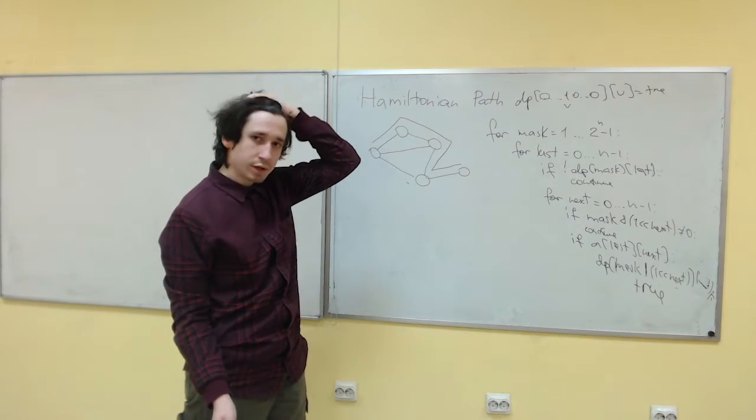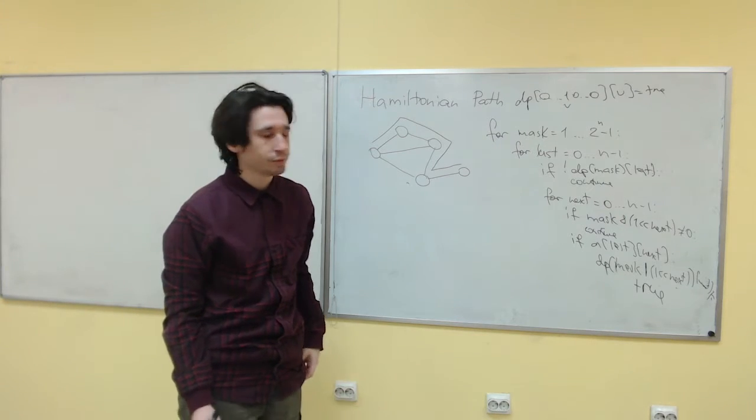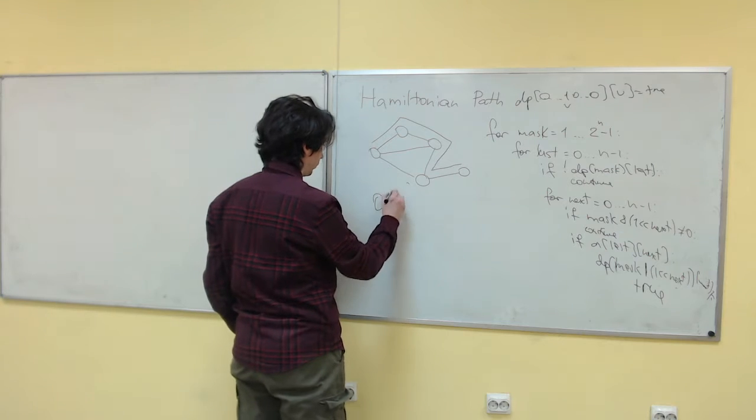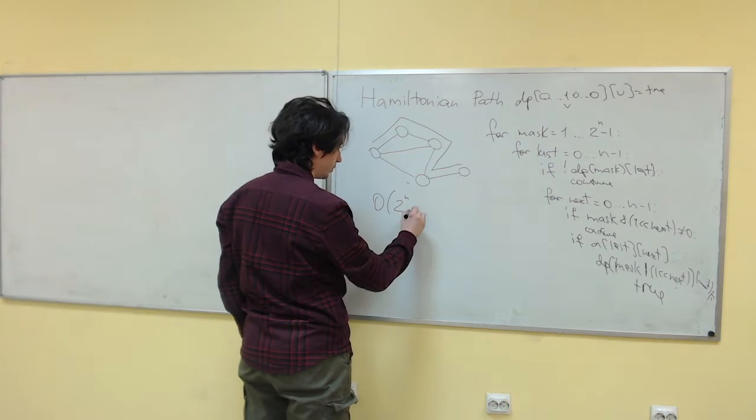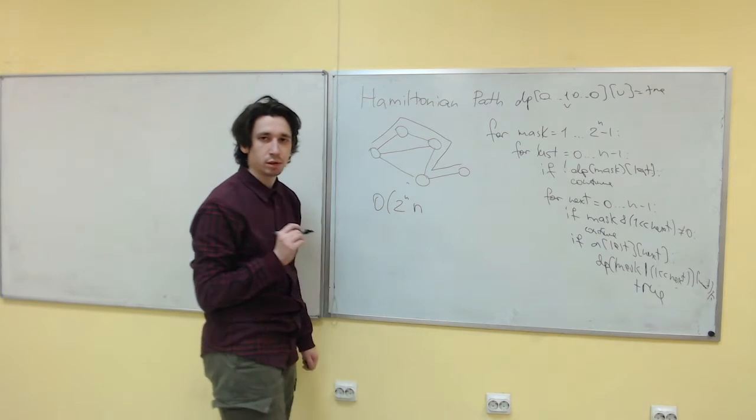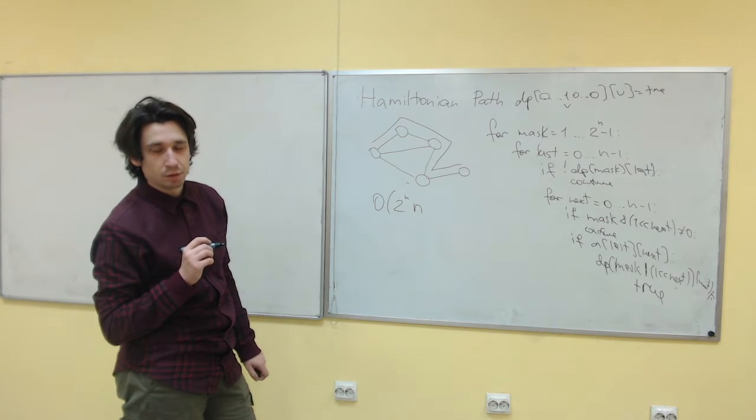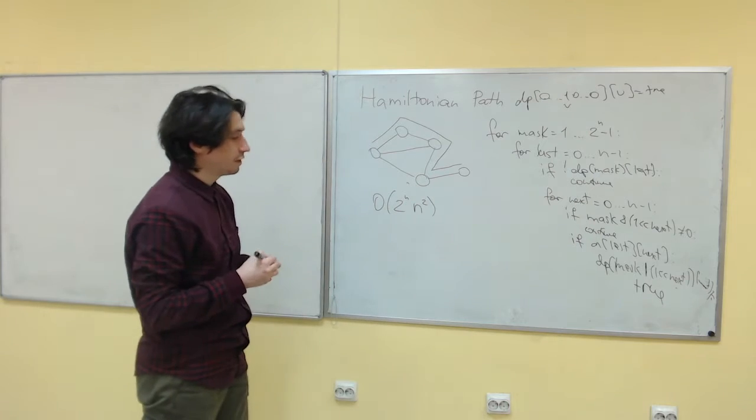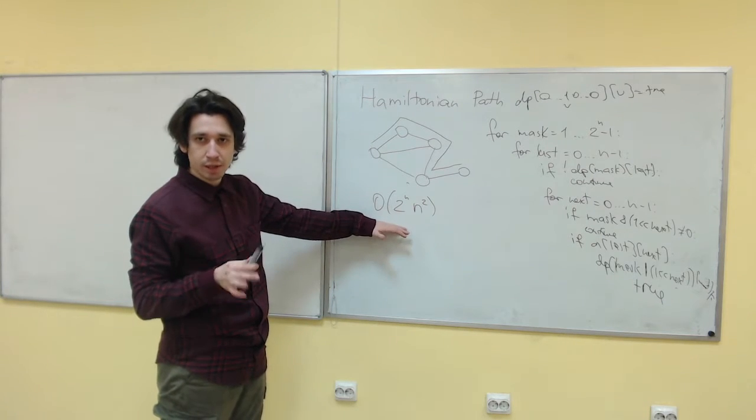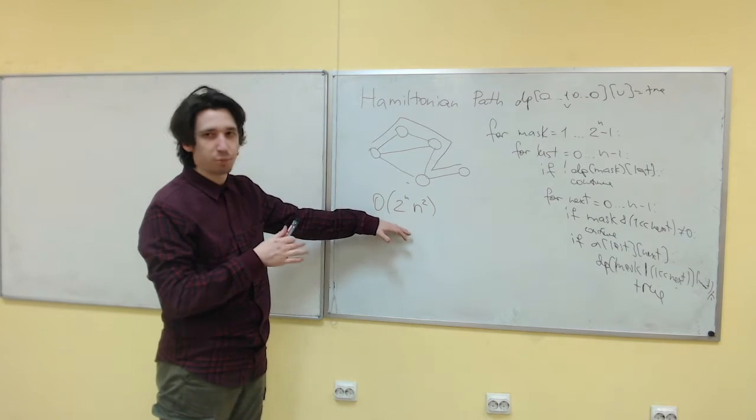What will be the complexity of this algorithm? It would be 2 to the power of n multiplied by n, I think. Let's just think a little bit more. And for n, also n squared. Yeah, it's n squared. Okay, great. So if the number of vertices is not very big, about 20 or so, we can solve this problem pretty fast.